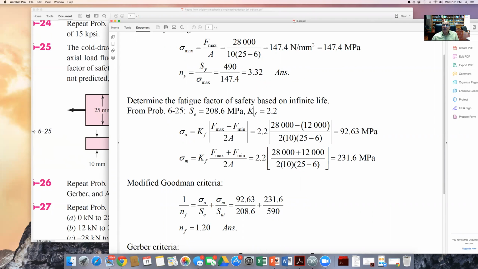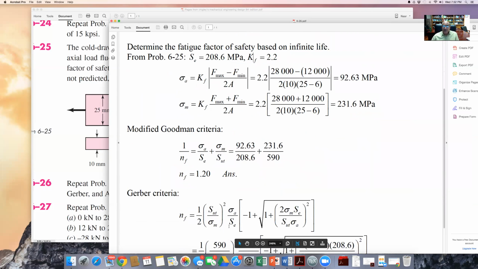And now we are ready to assess infinite life. In this case, if we use modified Goodman, it is 1 over n. You have the damage due to the alternating stress, its ratio to the endurance limit, and the damage due to the mean, which is the ratio to the ultimate. It should equal 1 over n, and we solve for n and get 1.2. So similar to the previous problem.